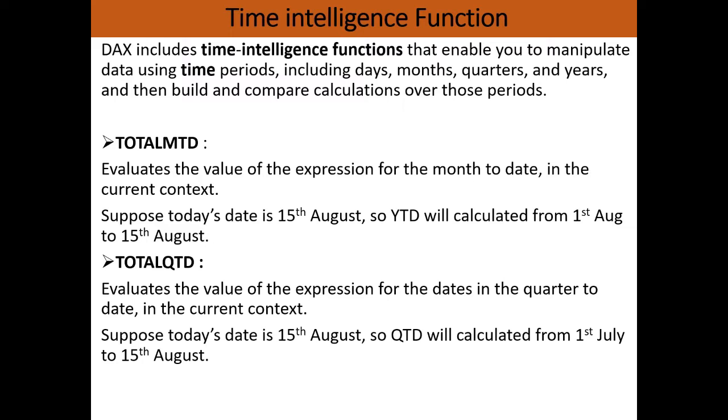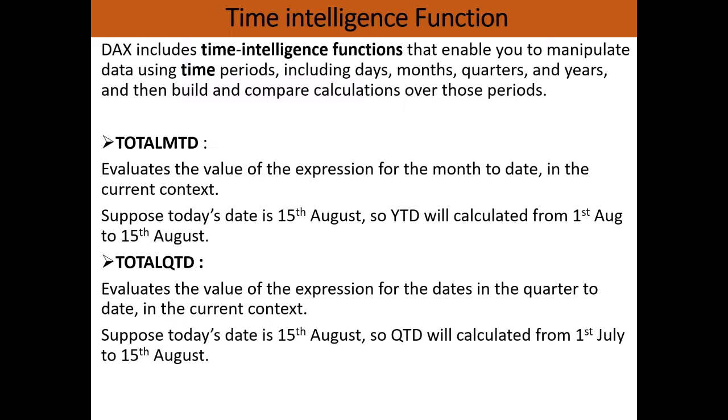So here we'll see. Suppose they have given the sales over time, like in the year 2014, from 1st Jan 2014 till 2015, 2017, 2018, 2019 like that. So how do we compare the sales month wise, quarter wise, year wise total, and then do the comparative analysis? We'll see in more detail here. So first we have to understand what is the total MTD.